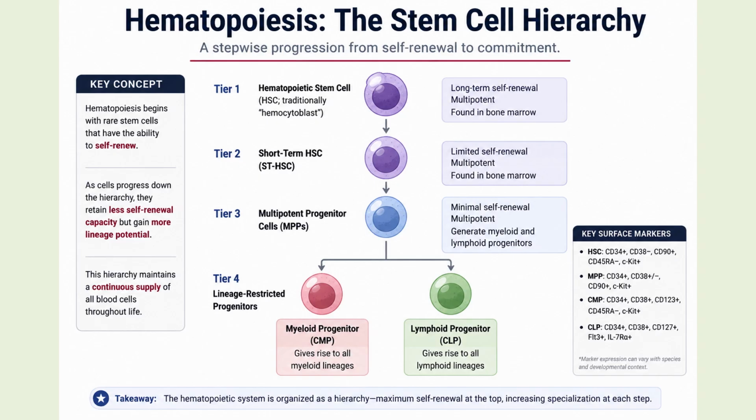The real biology is more complicated than a perfectly clean family tree with rigid forks, but this hierarchy gives us an extremely useful framework. And the farther we move down the tree, the more specialized the cell becomes.